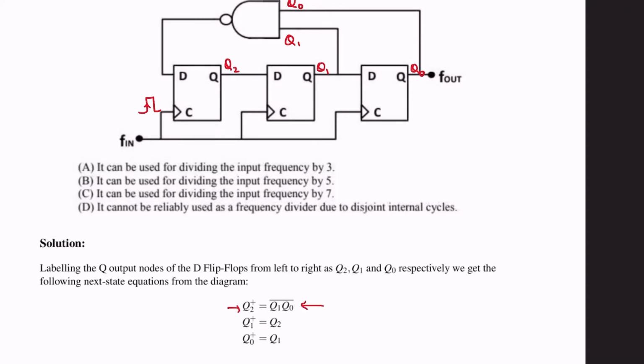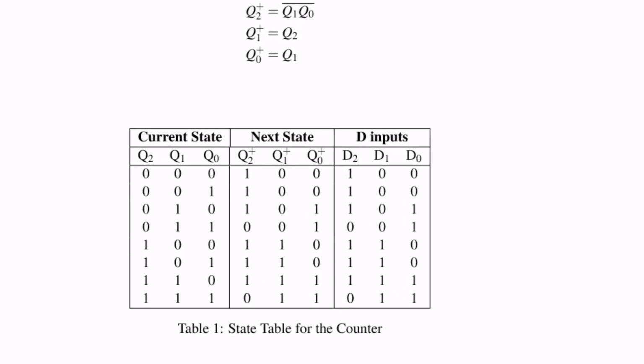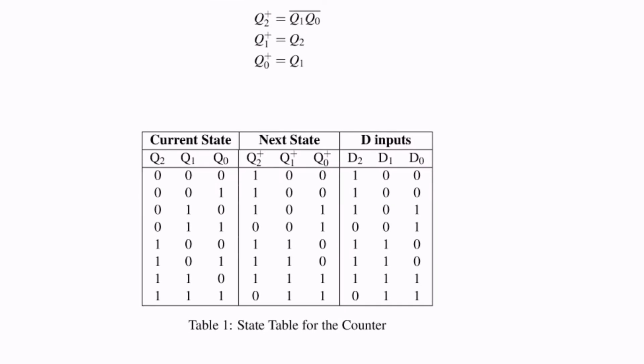And this is just because of this connection, this is just a shift register. These are just two shift registers. So Q1 plus will be Q2 and Q0 plus will be Q1, right? So we now have the next state equations for the state variables. With that we can form the state table of the counter.